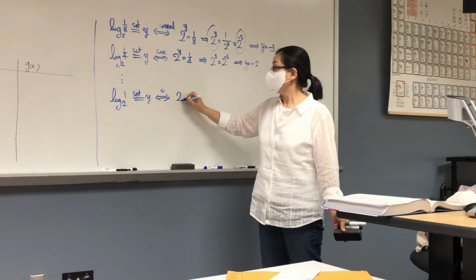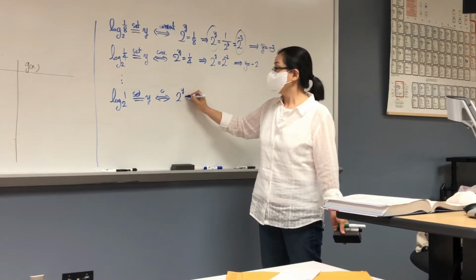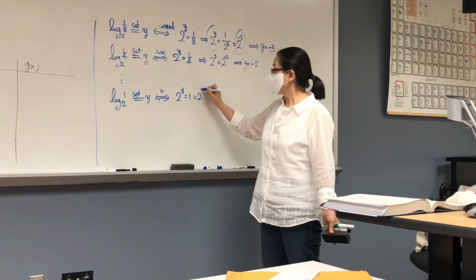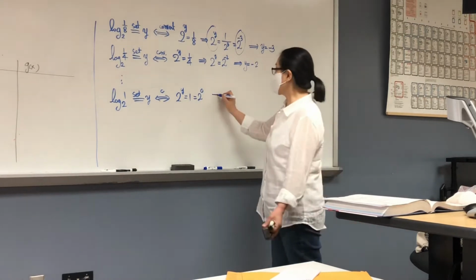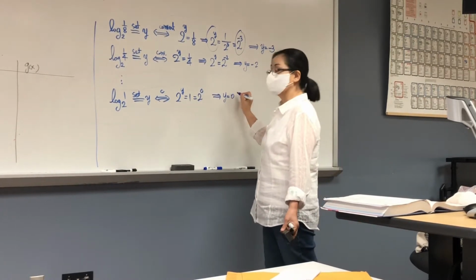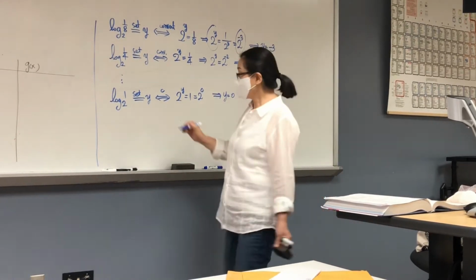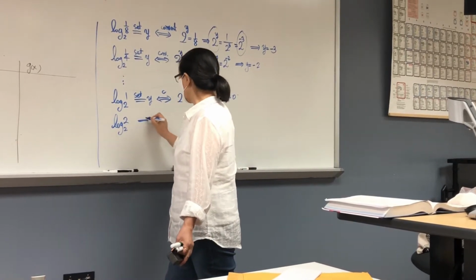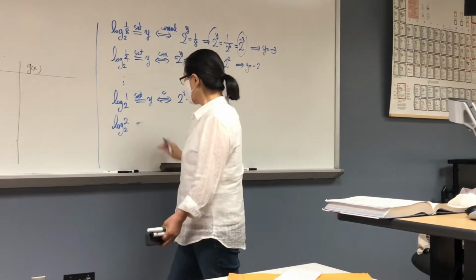2 up to y equals 1. 1 means 2 to the 0, am I right? Yes. So what is y? 0. Good. How about this? Log 2 base 2. Set y.